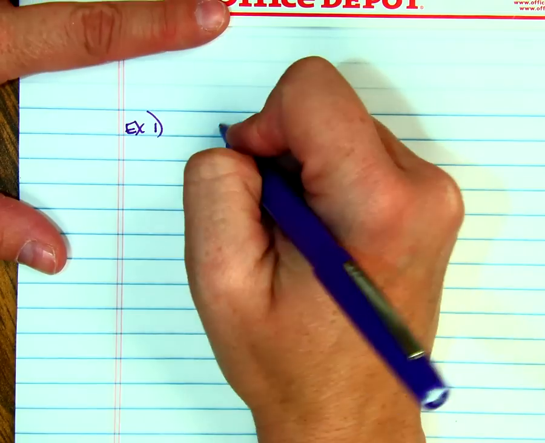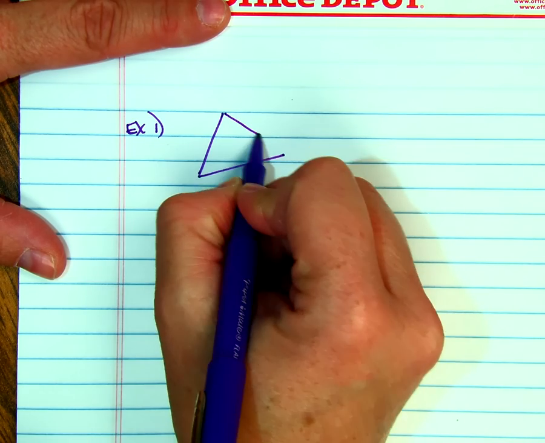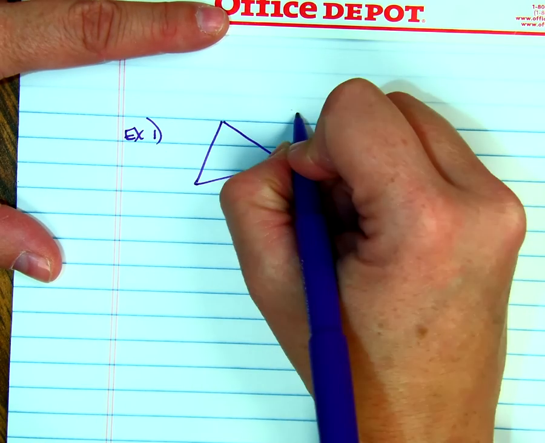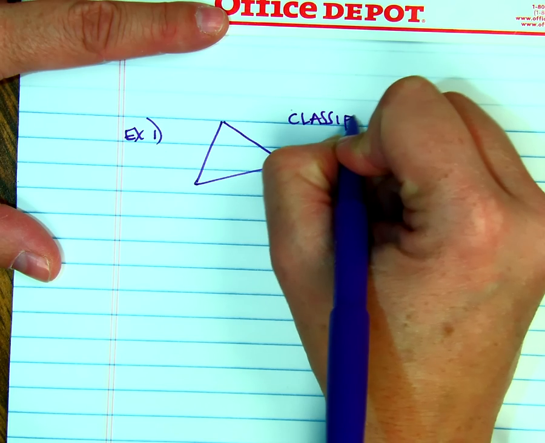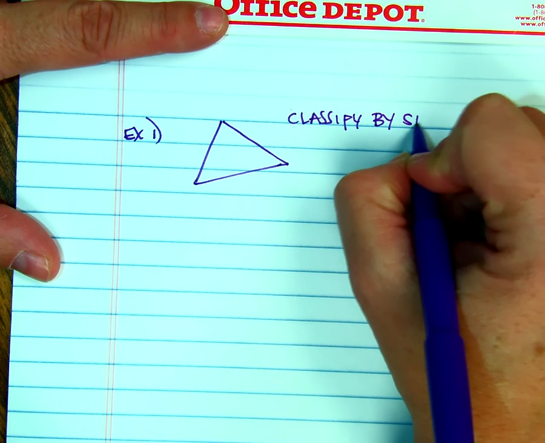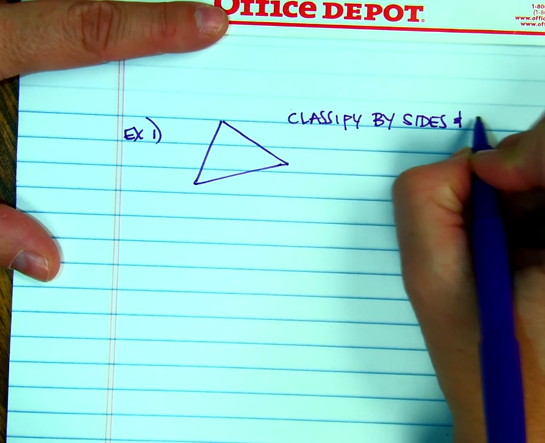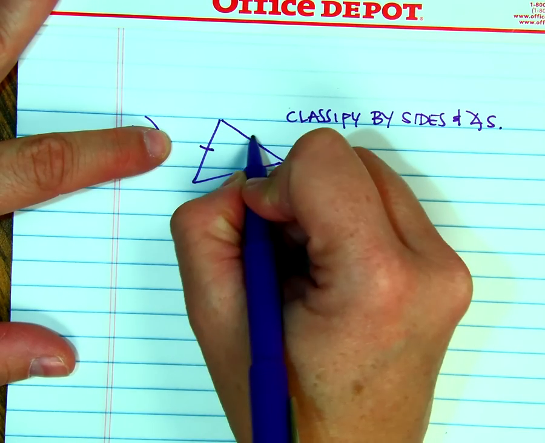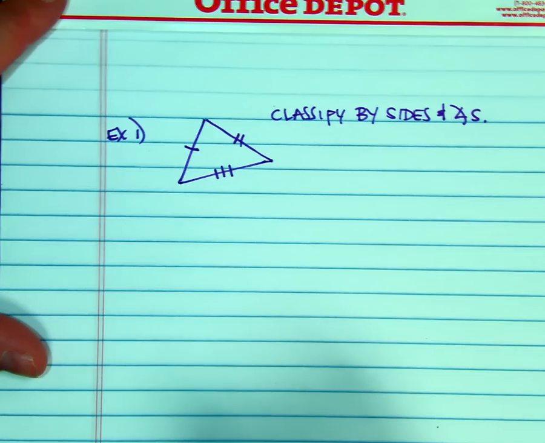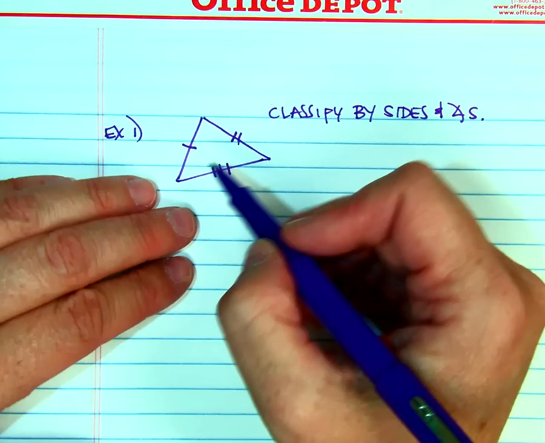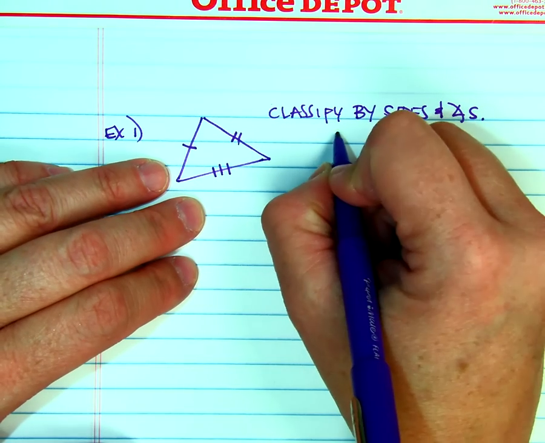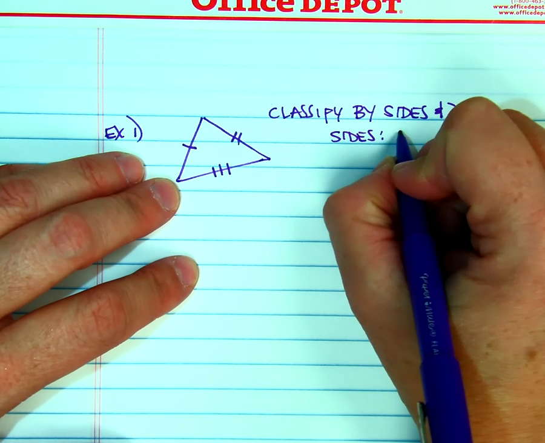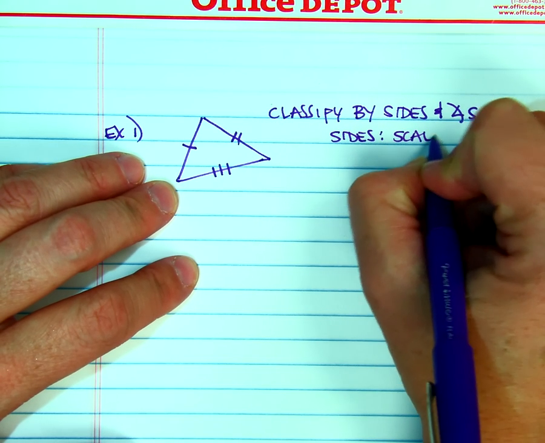So for example 1, and do not look at scale, you cannot be assuming. So if we're going to classify by sides and angles. So if I know that I have just those tick marks, then I know that I can classify by sides. There are no sides congruent, so I know it's definitely a scalene.